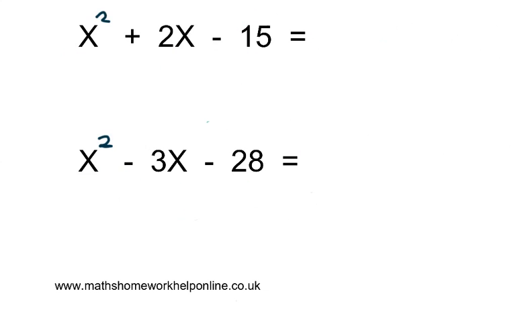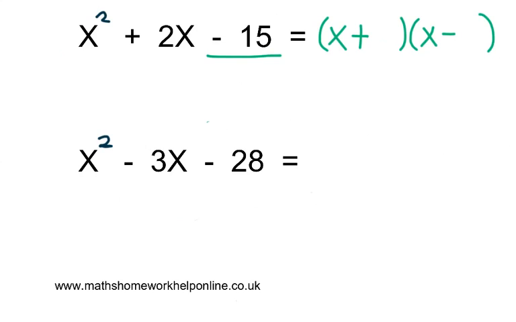Right, let's look at the next example. So again, we have got x squared, so we know it will be double brackets. And we know the first term will be x, just x in both brackets. Now this time we've got a minus for the last number. So the only way to get a minus when you multiply two numbers together is if one is positive and one is negative. So one will be positive and one will be negative.